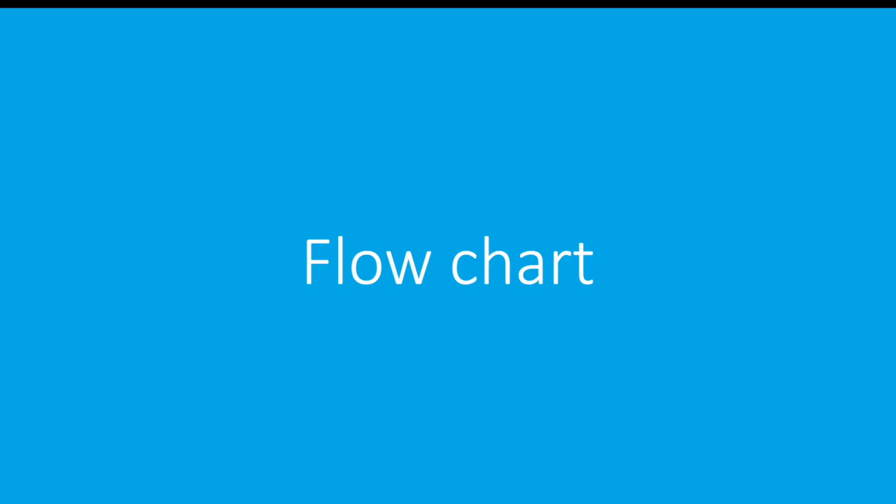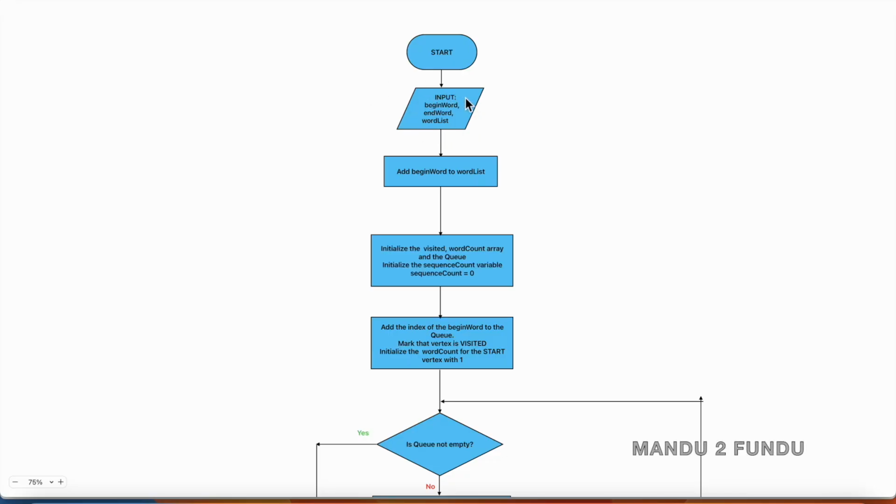Let's look at the flowchart. Input for this procedure is the begin word, end word, and the word list. First thing we have to do is add the begin word to the beginning of the word list, because index 0 is for the starting word. This will simplify the logic during the breadth first traversal.